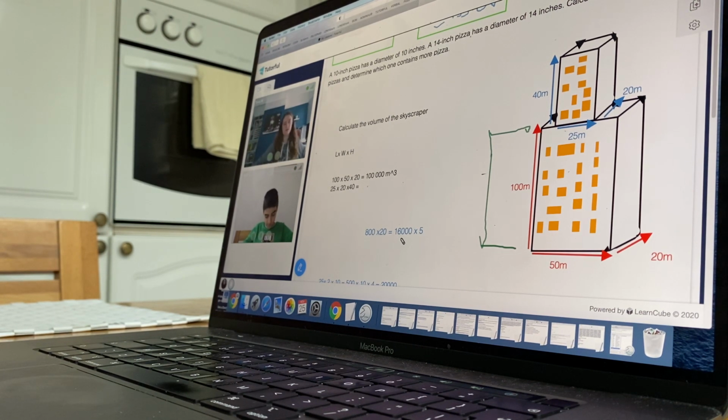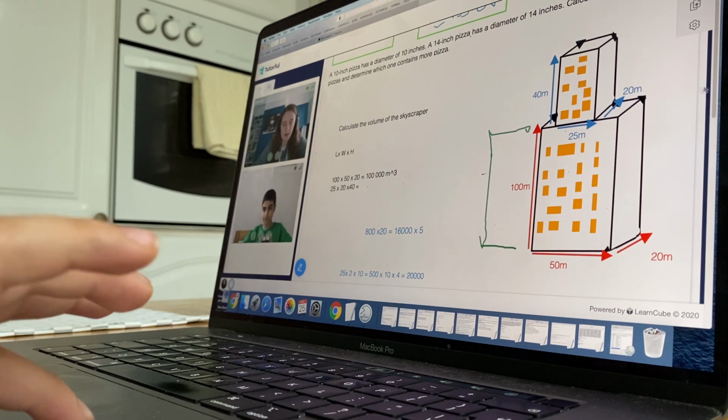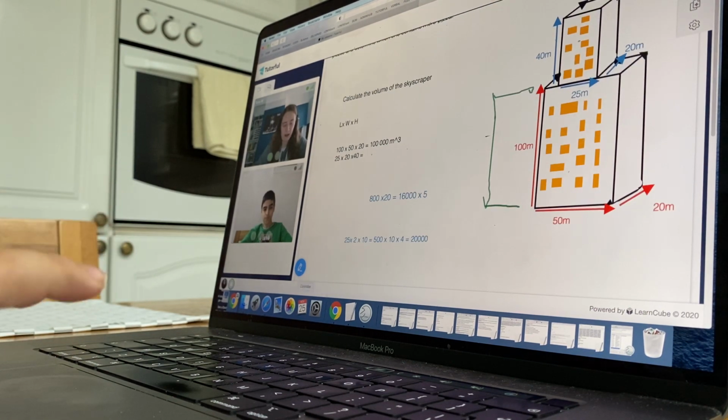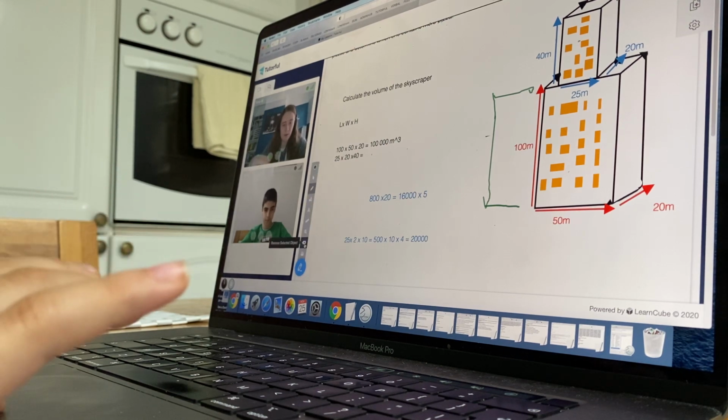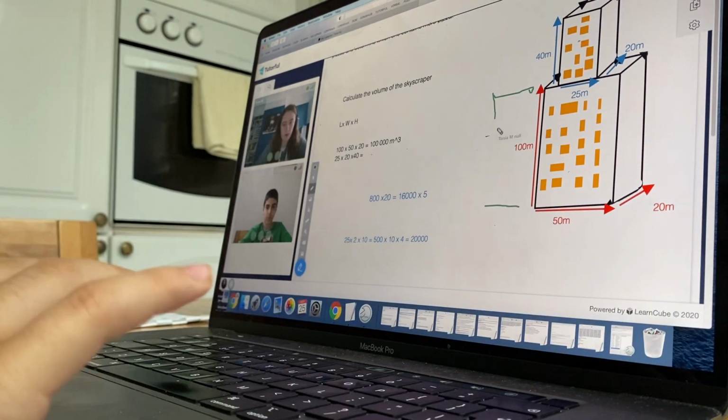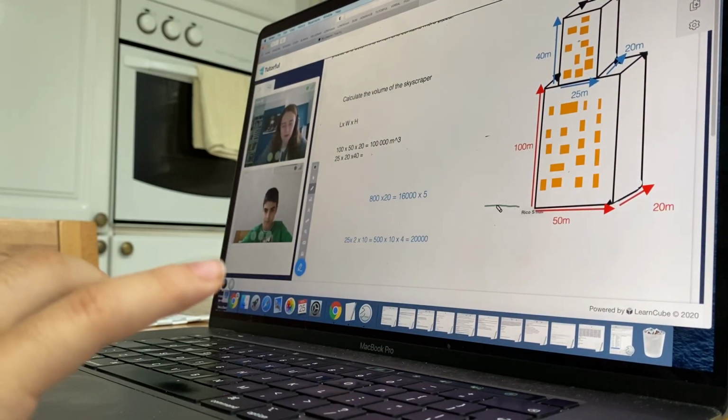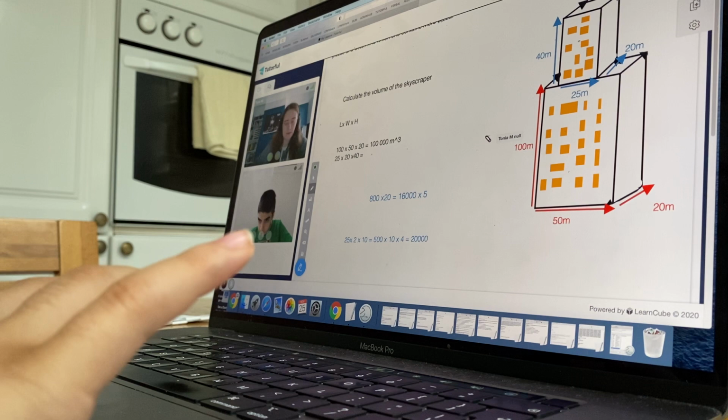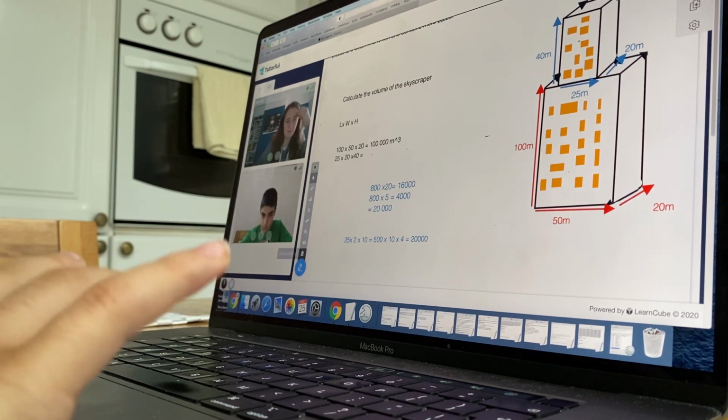That doesn't seem right. I did it the other way. I started with 25 because that was the more tricky number, and I did it the other way and I got 20,000. 20,000. Yeah. Because you need to do, hang on, it was my fault. So 800 times 20 is 16,000, and then we need to do 800 times 5, 5 times 8 is 40, so 4,000. And then you add them together, which gives you 20,000. Yeah. So that one's 20,000.